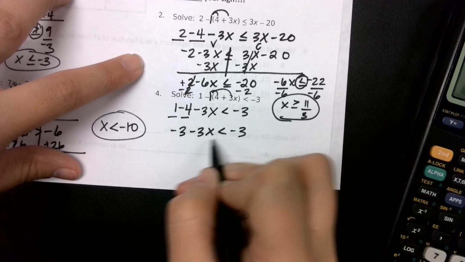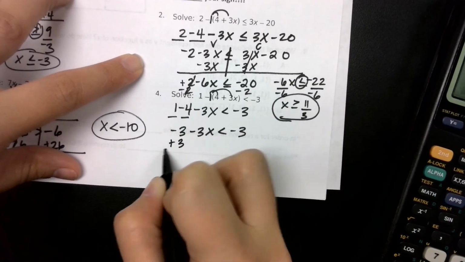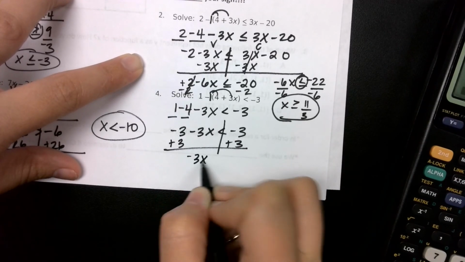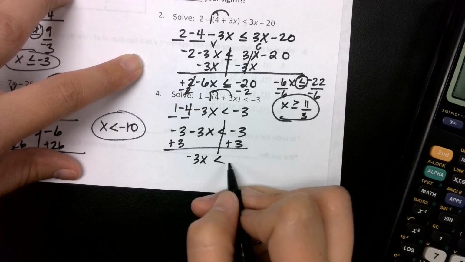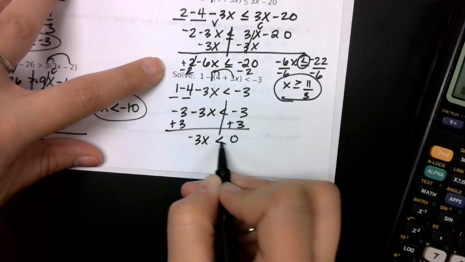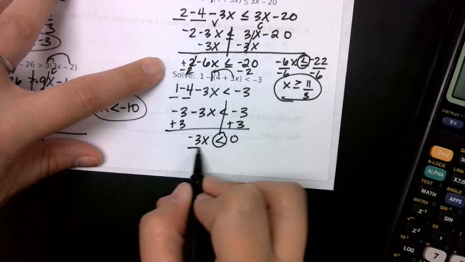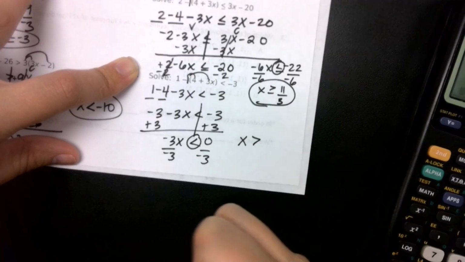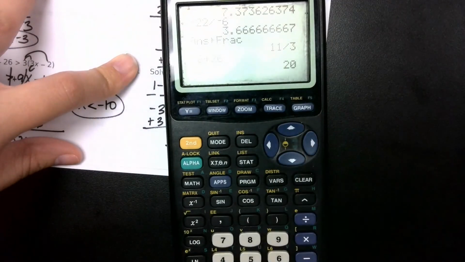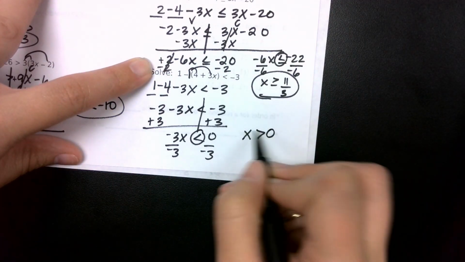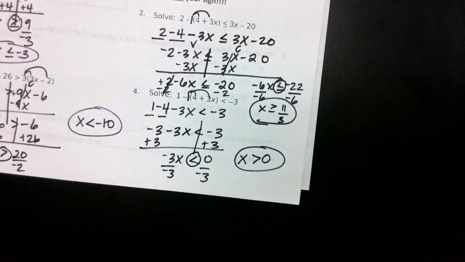Inverse operations. Inverse of a negative 3 is a positive 3. Bring down my negative 3x. Less than negative 3 plus 3 is 0. Negative in front of my variable. I'm going to flip my sign and divide by negative 3. X is now greater than 0 divided by negative 3 is 0. And that's going to be where we stop for today.